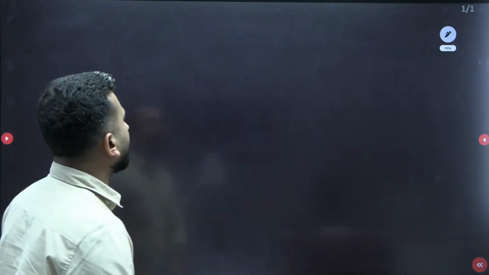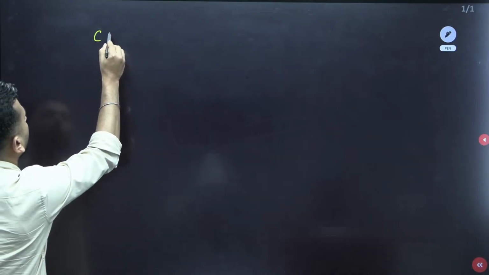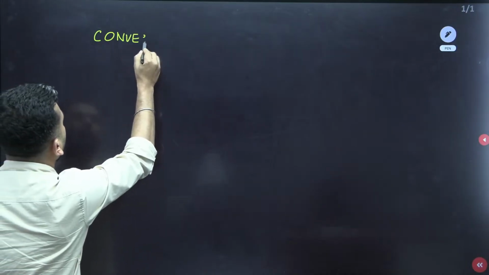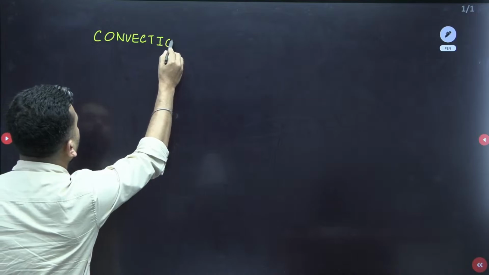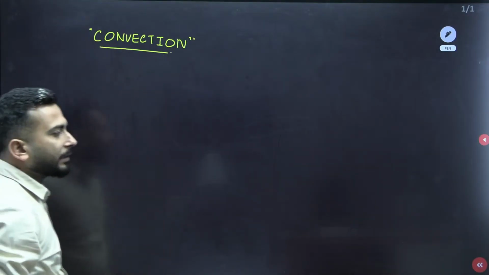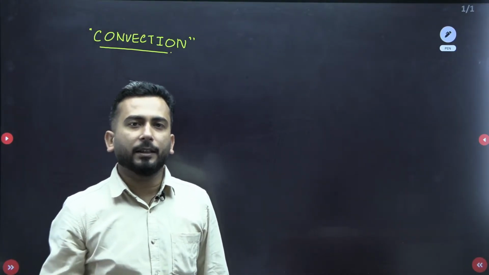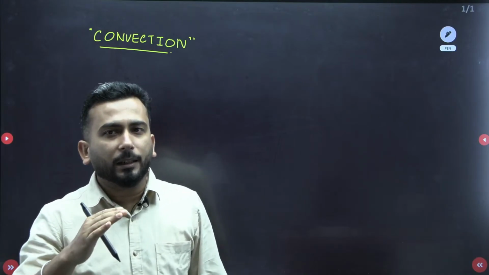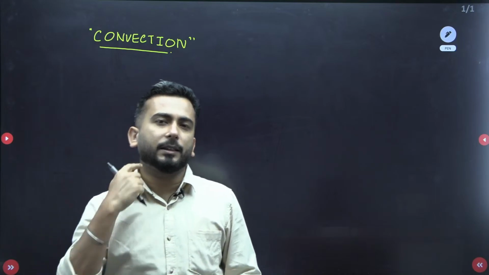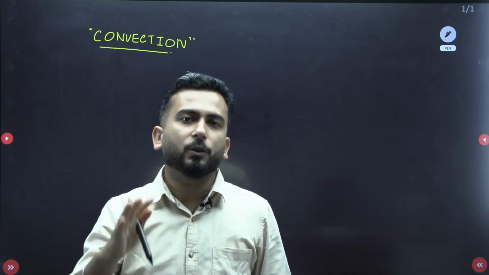So, we will start by discussing the basic concepts of convection. So, today's heading will be convection. So, what is convection? You know that there are three modes of heat transfer, basically conduction, convection and radiation. Now, I can say one thing, that conduction and convection, as far as these two mechanisms are concerned, require a material medium for heat transfer.